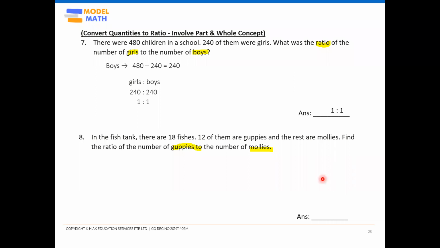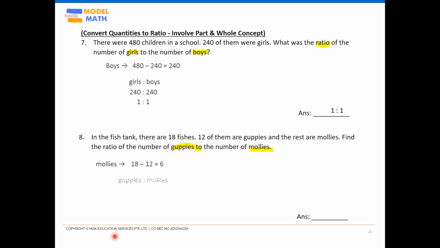So in this case, we should find out how many mollies there are first. So let's go ahead and do that. Altogether, there are 18 fishes, 12 are guppies. So simply do the subtraction to find your number of mollies. So once we have this, we can go on to find the ratio of guppies to the mollies.